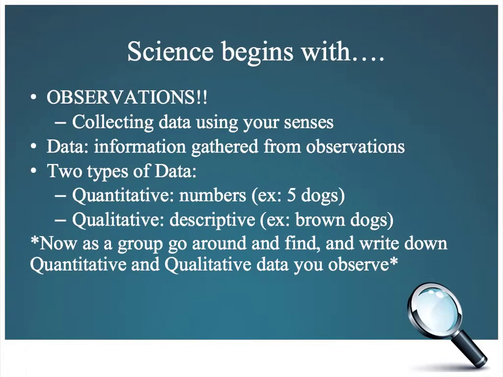Okay, so there's 2 types of data that we talk about in science. Quantitative data. Quantity. So this is a number. The example I gave you is 5 dogs, 10 students, 1 teacher. Anything number or numerical is quantitative data. Qualitative data is where we're talking about a quality of something. So it's going to be descriptive. What kind of qualities? Is it large, small, brown, black, white, red, blue, so on and so forth.